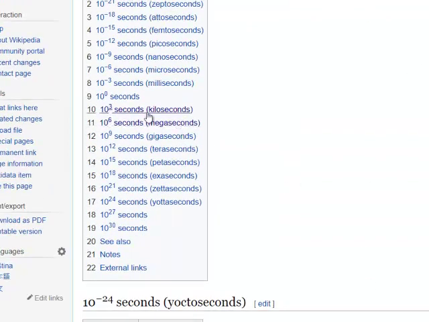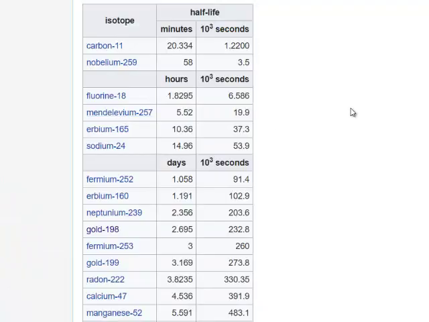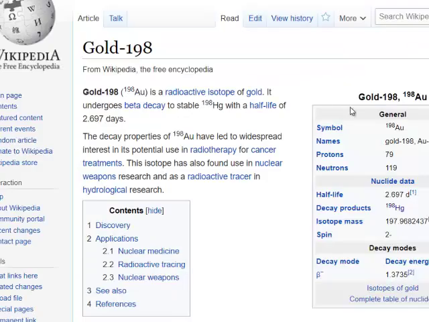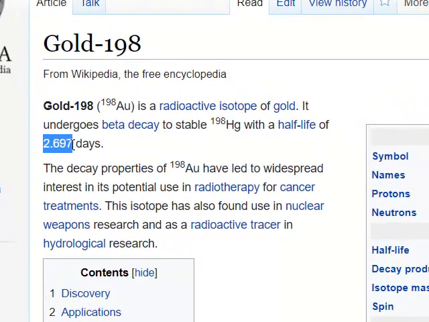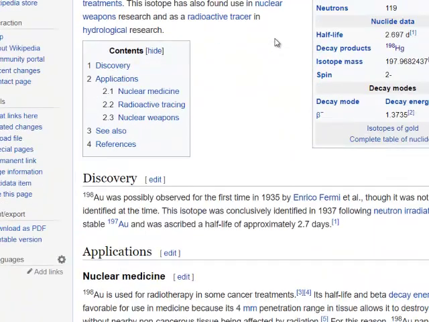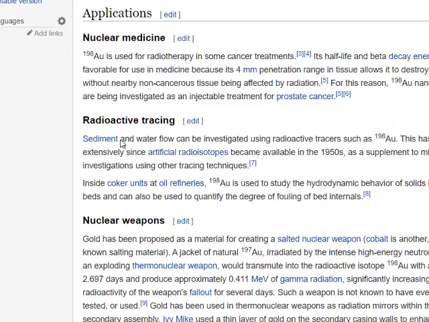So I'm going to click on, I believe it was this one here. So here we have 2.695 days right there. And that would be gold 198. That would be the isotope. Kind of cool. So I go here. It has a half-life. Well, I just determined that. And it decays into 198 mercury, which is, by the way, a stable isotope of mercury. And then here are some applications that we can see. Nuclear medicine, radioactive tracing, I guess nuclear weapons.